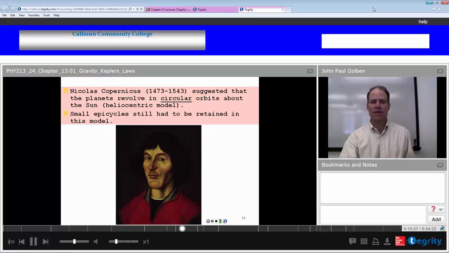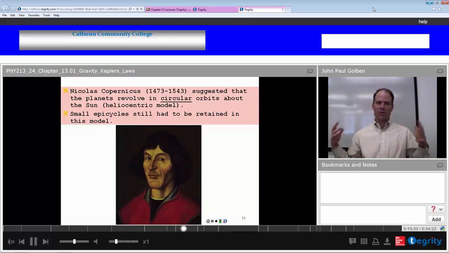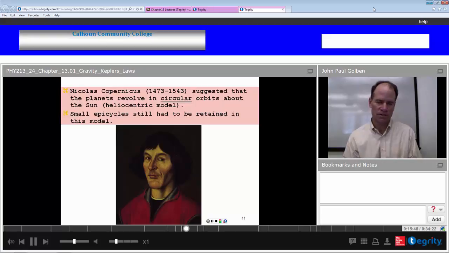Along came Nicholas Copernicus, 1473 to 1543. He suggested that maybe all the planets were not going around the Earth. They were instead going around the Sun in a heliocentric model, helio meaning sun, and they were going around the Sun in relatively circular orbits.